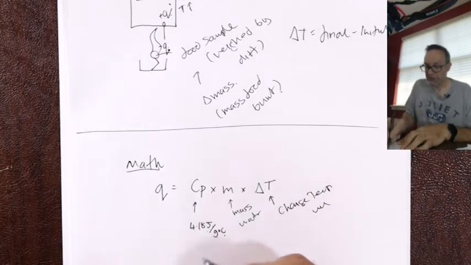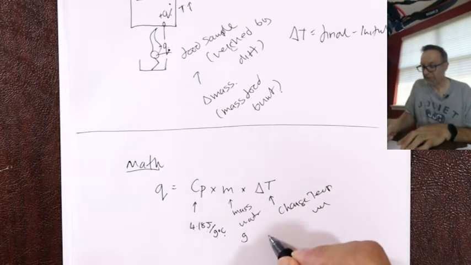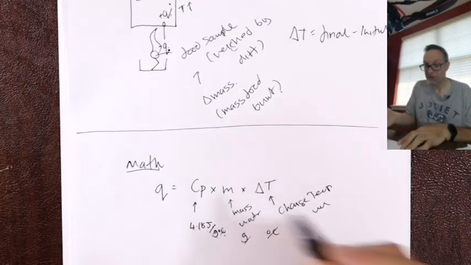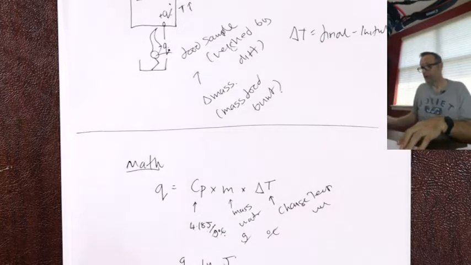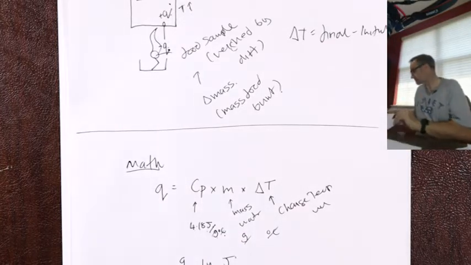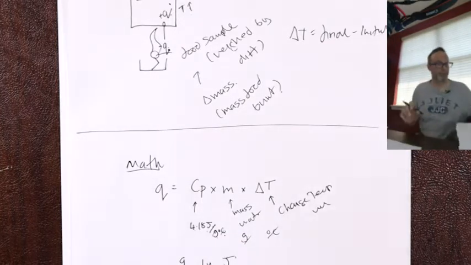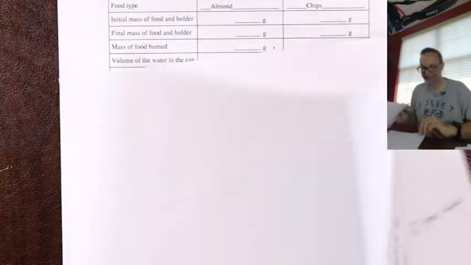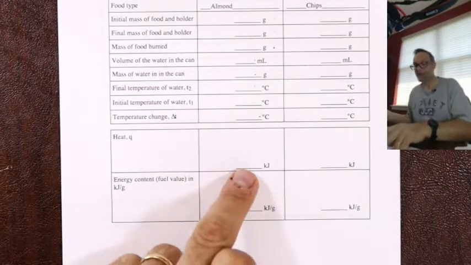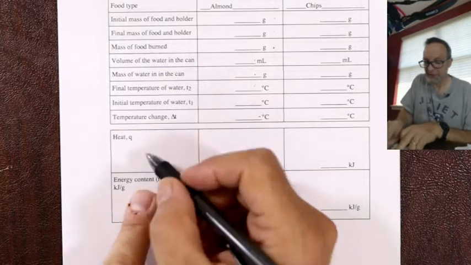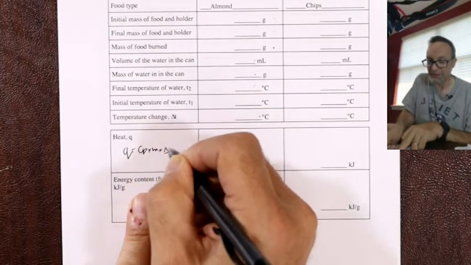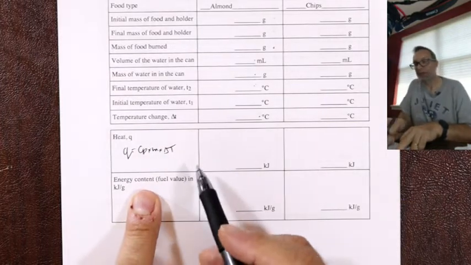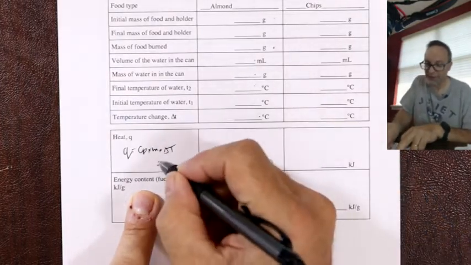Okay, so you put those in, what do you got? Joules per gram degrees C times grams times degrees C. You get joules, so you get Q in joules. And if you look at your sheet, where did it go? Oh, it's underneath. I'm hiding it underneath. You get Q, so you can do the math here. Q equals Cp times m times delta T. But it doesn't want joules, it wants kilojoules. So then divide by 1,000.